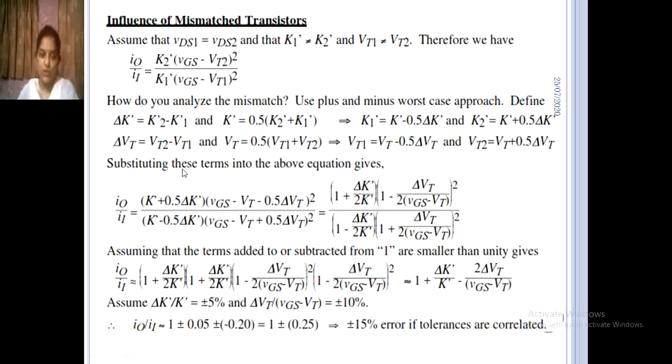So substituting these terms into the above equation, the equation becomes like this. Taking the constant terms outside and cancelling in the numerator and denominator, and assuming that the terms added to or subtracted from 1 are much smaller than unity, this ratio is nearly equal to this value.